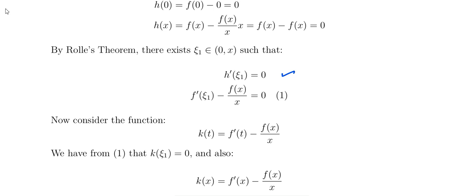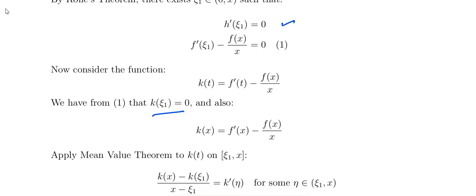f dash of zeta 1 minus f of x by x என்றது that is equal to 0. So consider the function k of t equal to f dash of t something k of x என்றது k of zeta 1 equal to 0 இல்லையா, k of zeta 1 என்றது equal to 0. So therefore k of x என்றது என்ன வரும், that is f dash of x minus f of x by x.